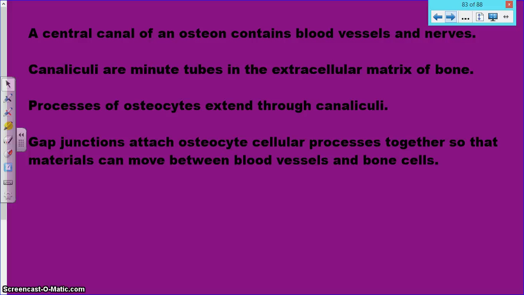The central canal of an osteon contains blood vessels and nerves. Okay, it's a passageway. Your bone is very much alive, so it needs that nourishment. That's why bones actually tend to heal much more rapidly than torn cartilage, because they do have their own blood supply. Canaliculi are these small little tubes that allow for nutrients to get to the osteocytes, those cells.